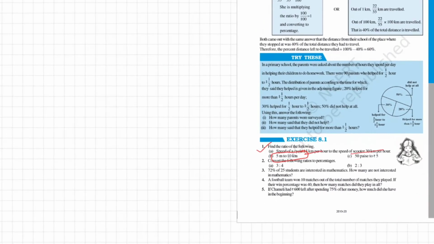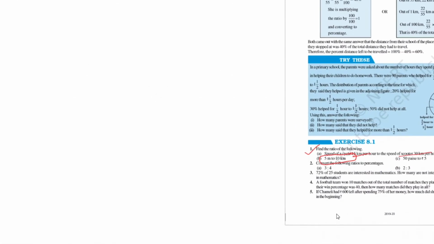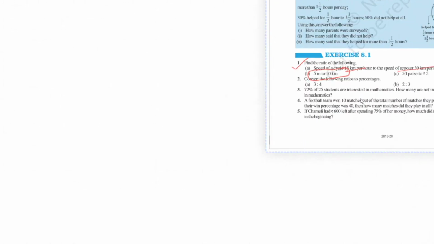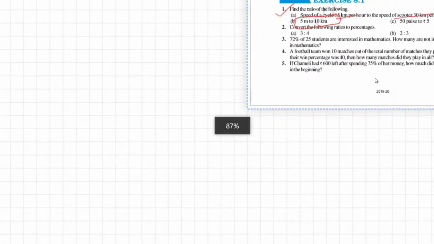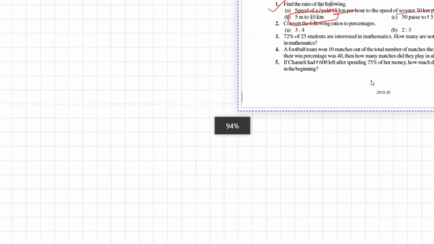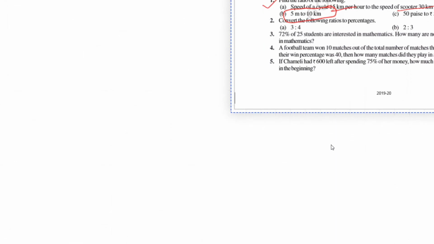I hope you can solve the third part, that is part C, all by yourself. Now I'll take question number 2. It says convert the following ratio to percentage. So 3 ratio 4 has been given.